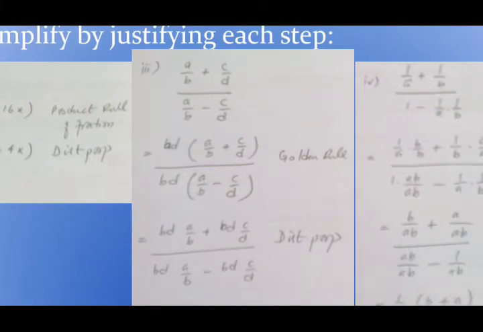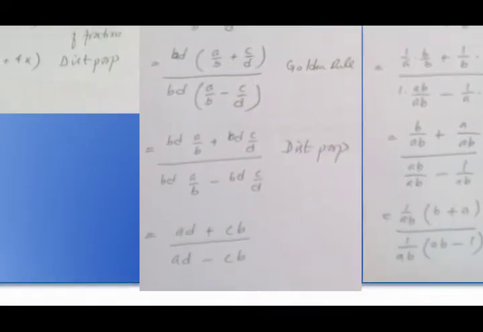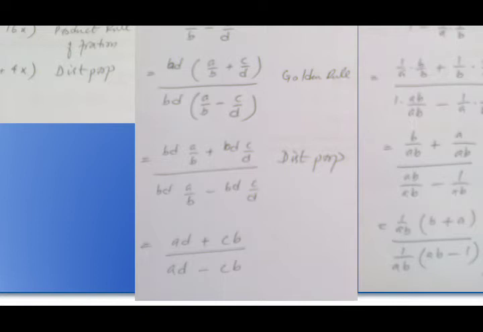The second part is a over b plus c over d divided by the same fractions with a minus sign. We multiply numerator and denominator by bd. It's called the golden rule. And then the distributive property, and some values cancel each other, and the simplest form is ad plus cb over ad minus cb.